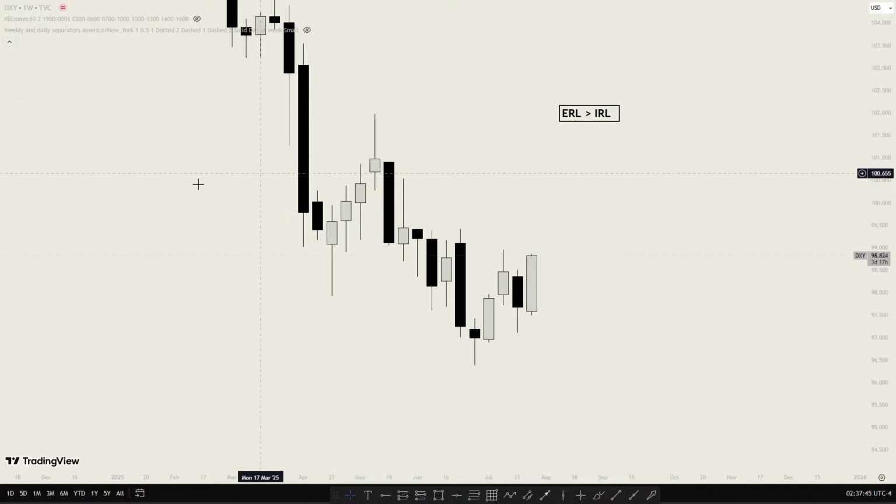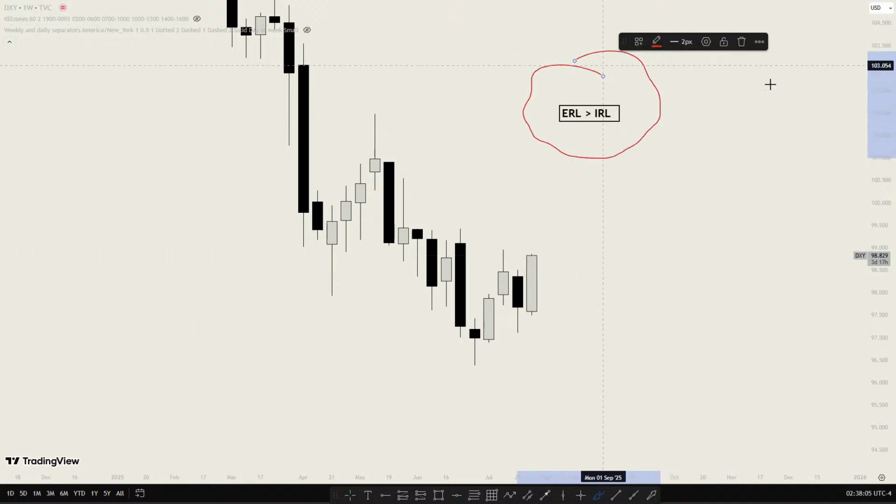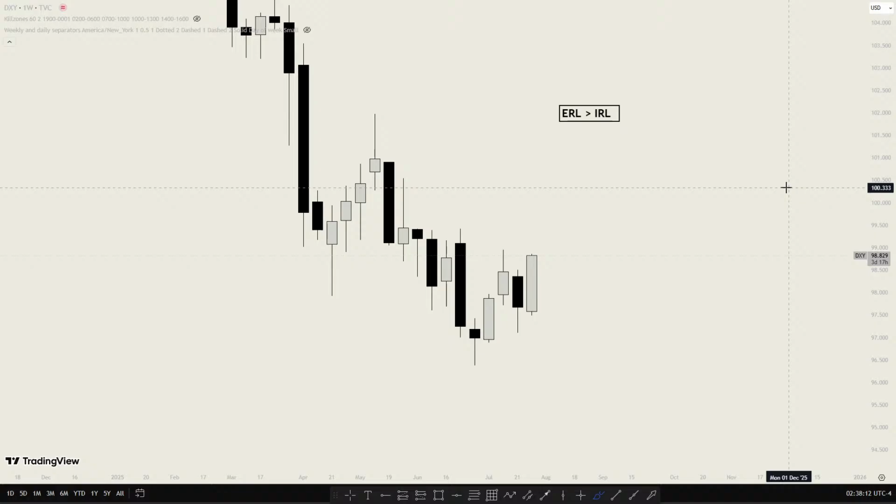Now, you can use the internal to external range liquidity or external to internal range liquidity to identify the direction, as well as you can also use the market structure to identify the direction. But for me, it is easy for me to use the internal to external range to identify the direction of the market. Now, the second thing is that you have to also look out for reactions.